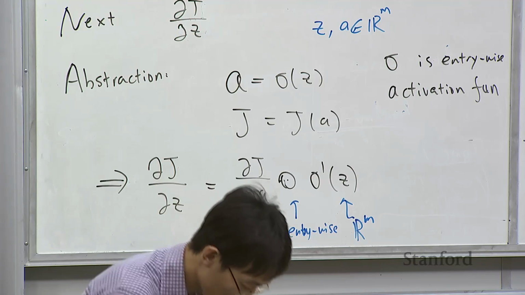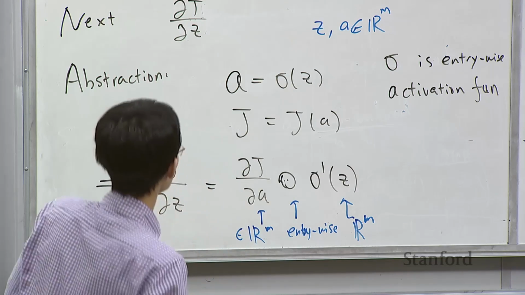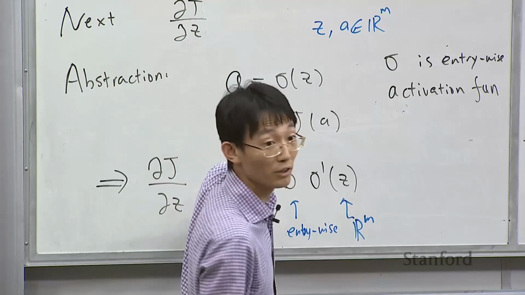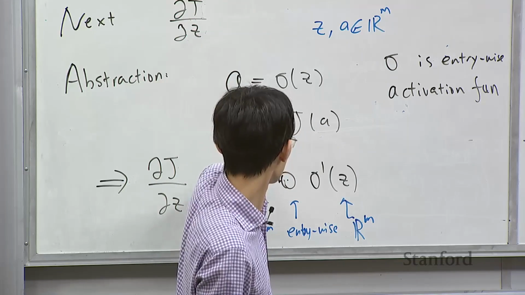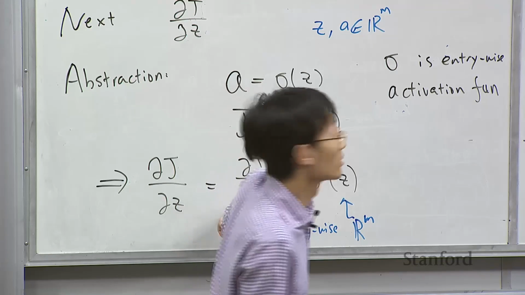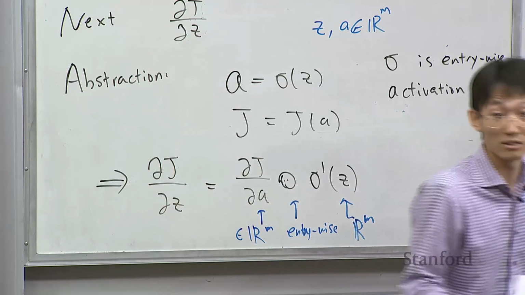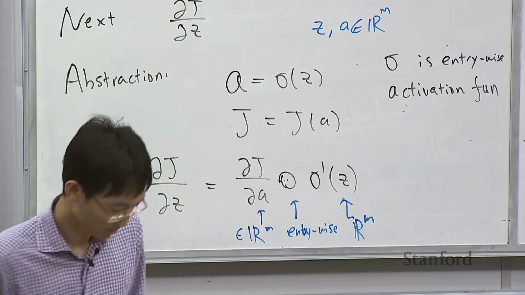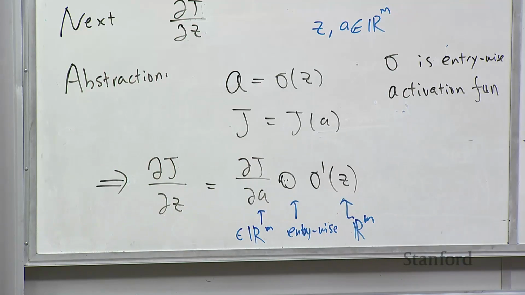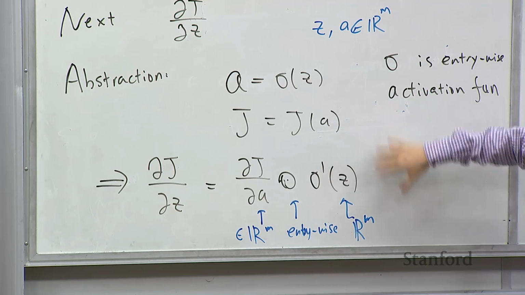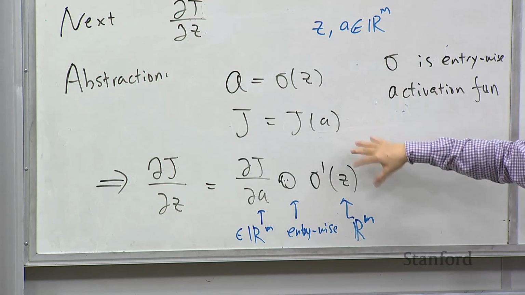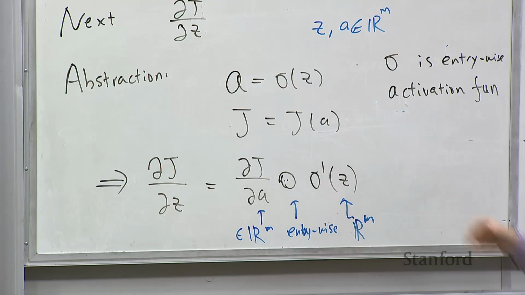Okay, and then you can see that the only thing you have to compute next is dJ over da, because dJ over da is still unknown. I'm not going to do the proof for this. It's actually even easier than the other one. You just have to expand and do the chain rule.